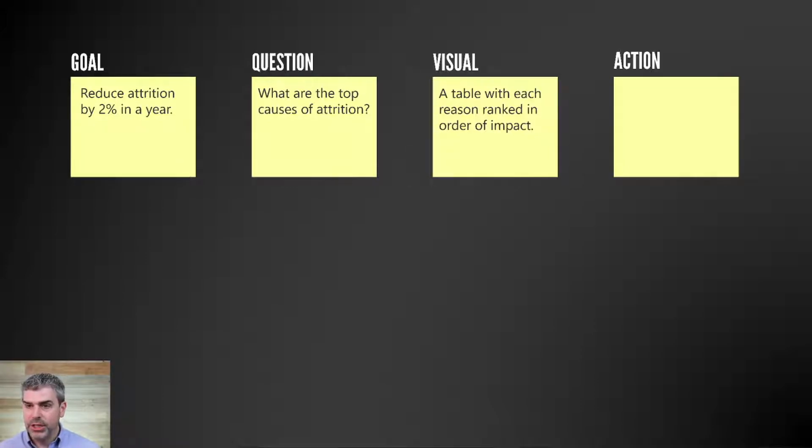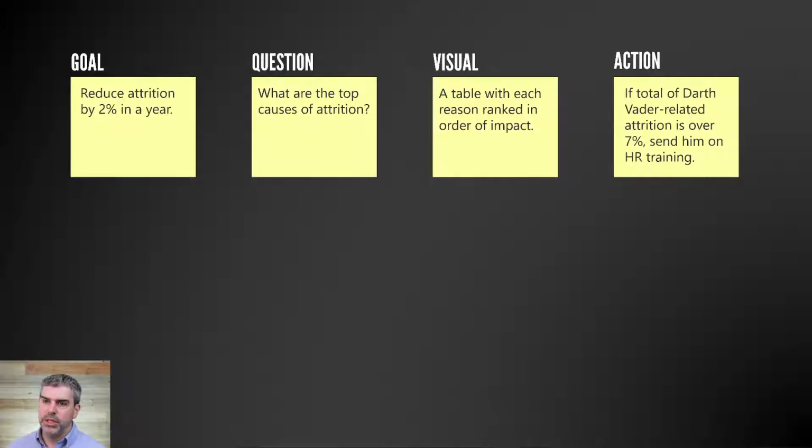And what action might be driven with this? For example, this action, right? If the total of Darth Vader related attrition is over 7%, he needs to go on HR training, right? Maybe some sensitivity training, some other things. And obviously there's tons of actions that could come out of this.